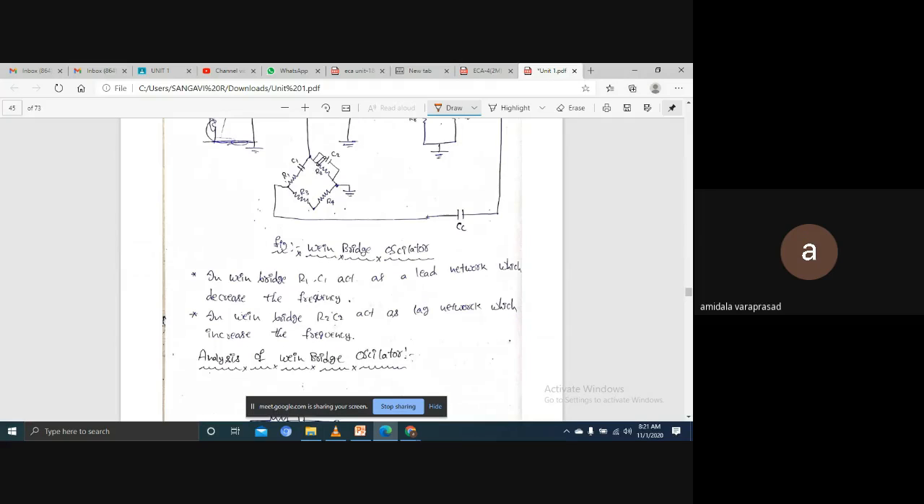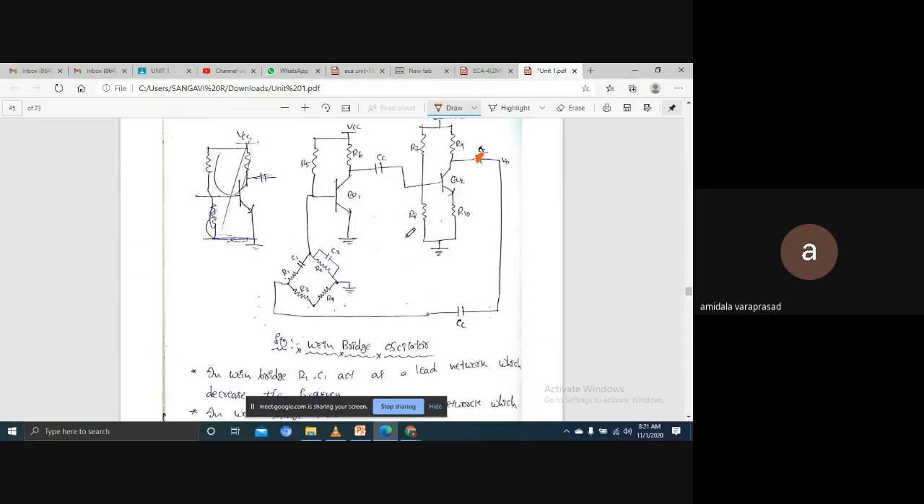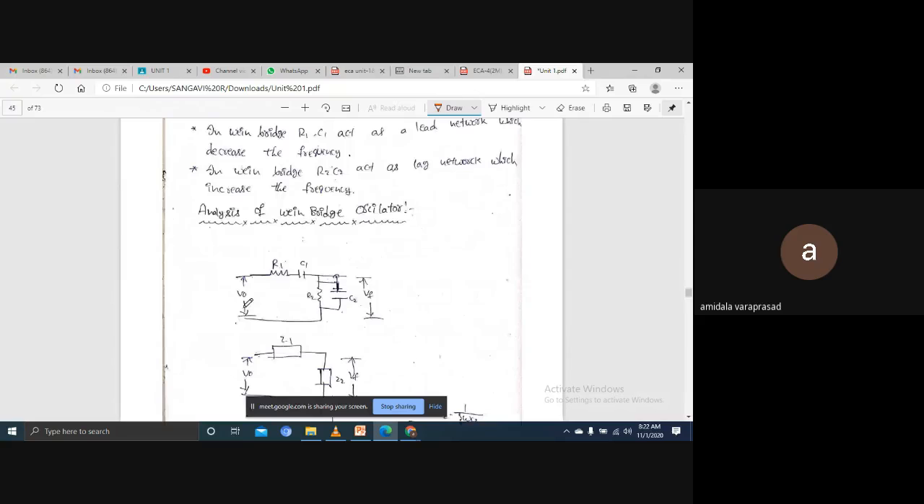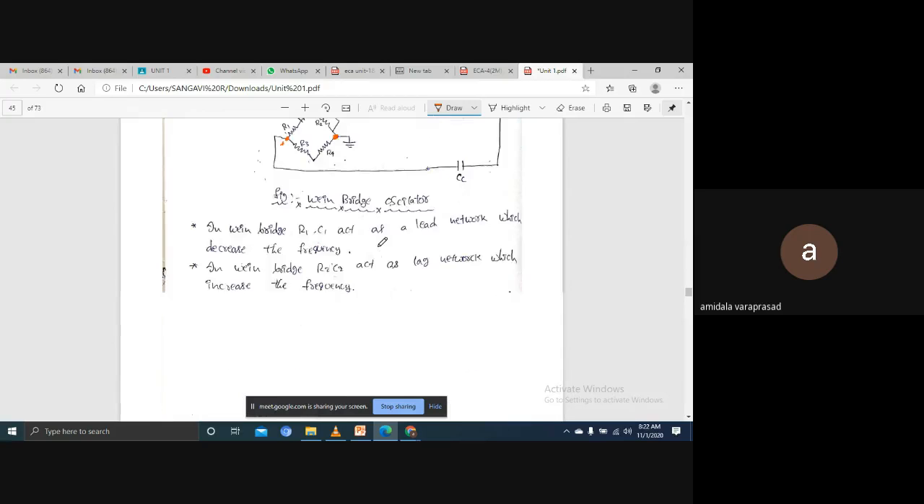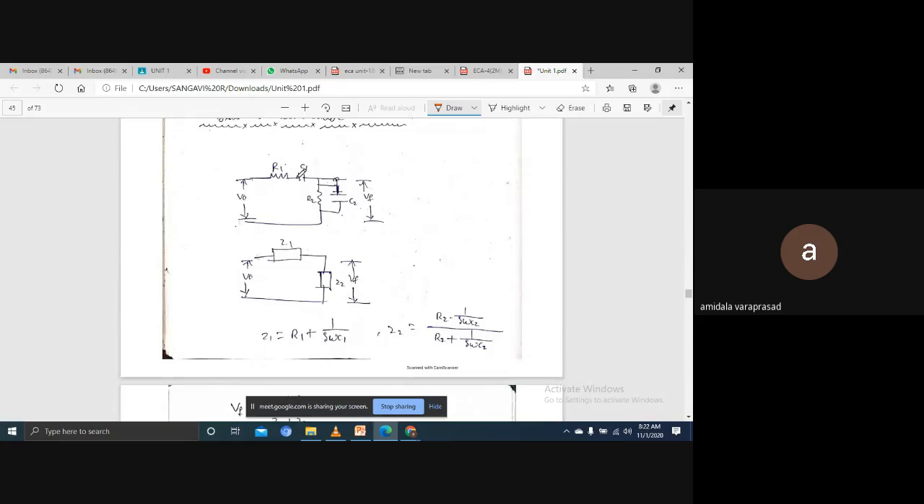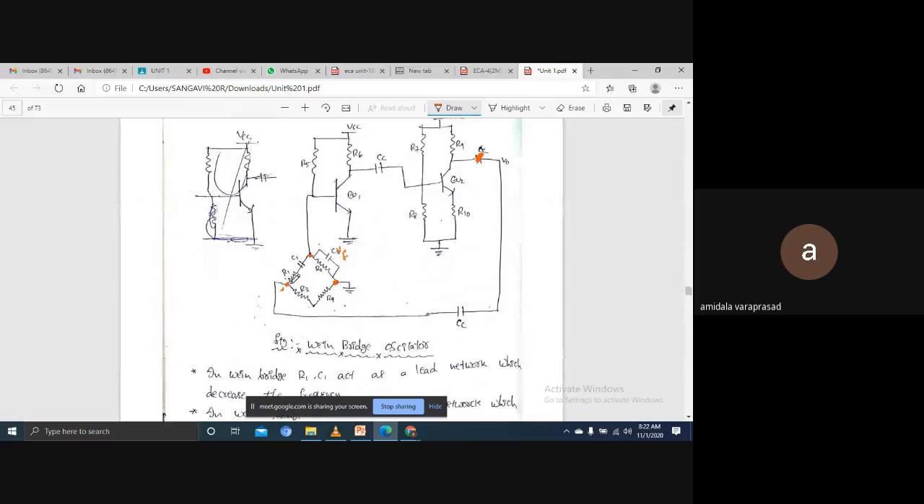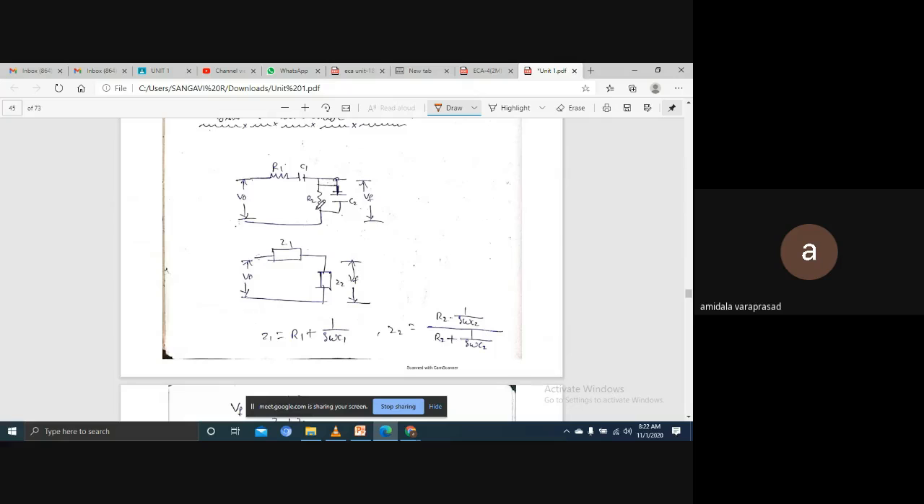To do the analysis, you can take the bridge circuit. In the bridge circuit, consider the output: VF I can consider from here to here. The input is V0, applied from here, and VF is taken from here to here. Now R1 and C1 are in series, here it is V0 and here it is VF, and this is in parallel.